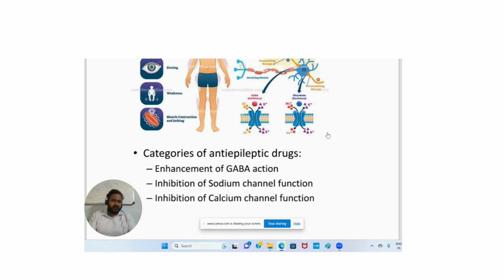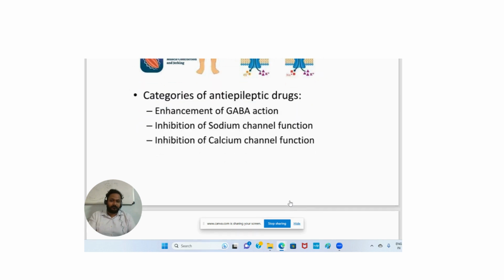Now, the drugs provide action in different ways. These drugs enhance the activity of GABA. GABA is an inhibitory neurotransmitter in the cerebral cortex, and these drugs also inhibit the sodium channel and the calcium channel function. The sodium potassium channel is responsible for the nerve conduction, and the calcium channel is responsible for activation of muscle contraction. Calcium acts as a second chemical messenger. It activates the actin and myosin protein for muscle contraction.